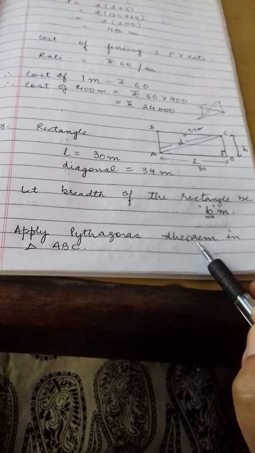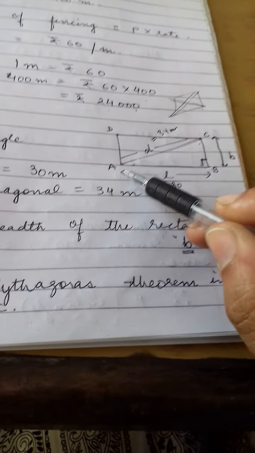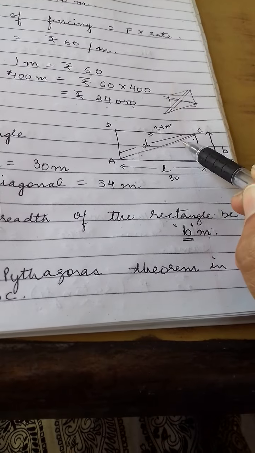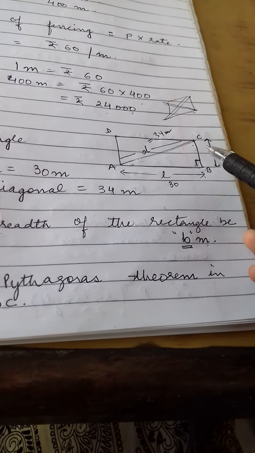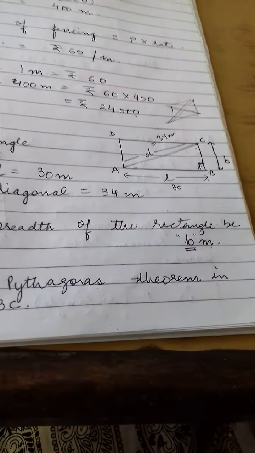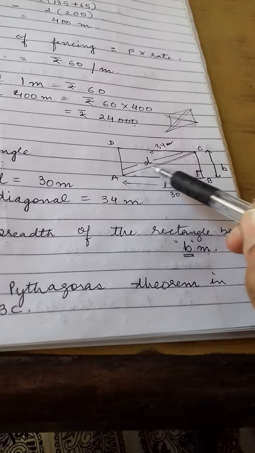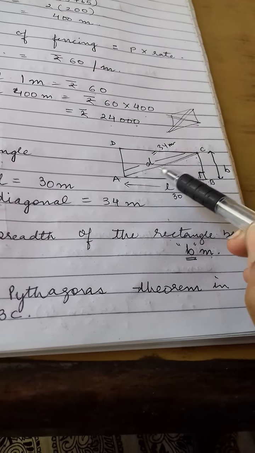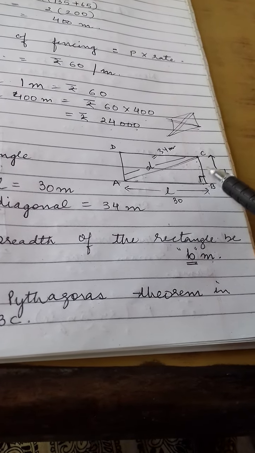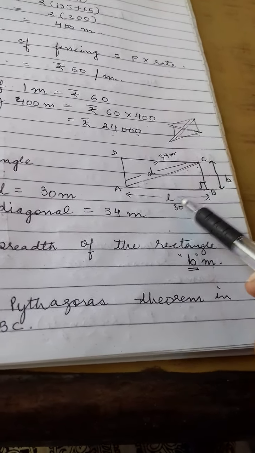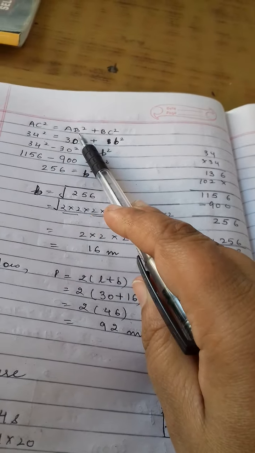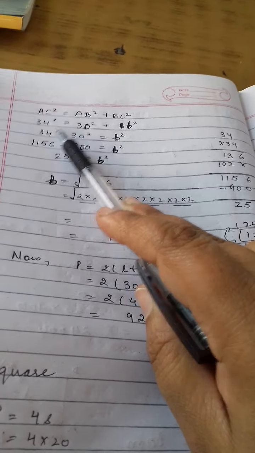Now apply the Pythagoras theorem in triangle ABC. Can you see this triangle, children? ABC. Apply this. Remember, the square of the longest side is equal to the sum of the squares of the other two sides. Remember, children, this theorem I have told you once in class, that again I am repeating: the square of the longest side, or you can say the hypotenuse, is equal to the sum of the squares of the other two sides. So AC square is equal to AB square plus BC square, and then you will keep the values.